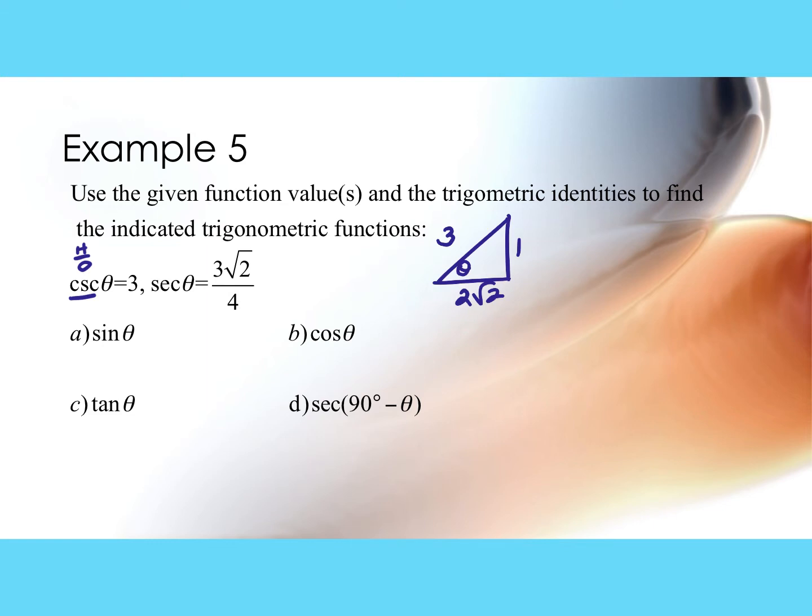So you want to use your first piece of information to set up your triangle. Second piece just confirms it. So then to find the sine of theta, and theta is here, it would be opposite over hypotenuse. The cosine of theta would be adjacent over hypotenuse.